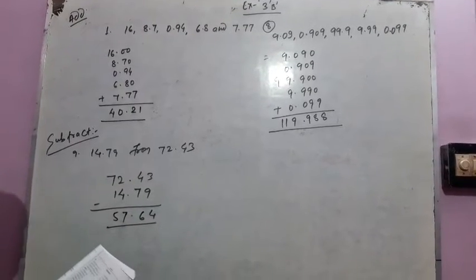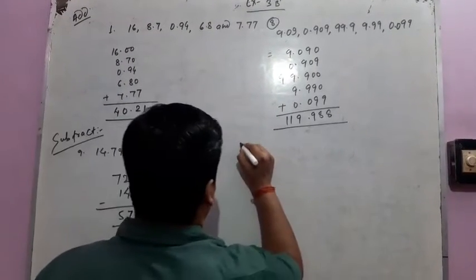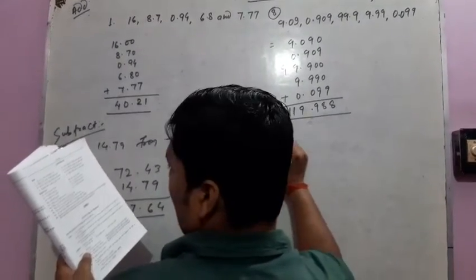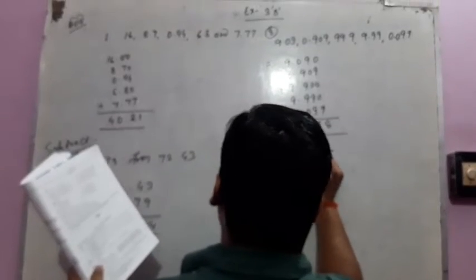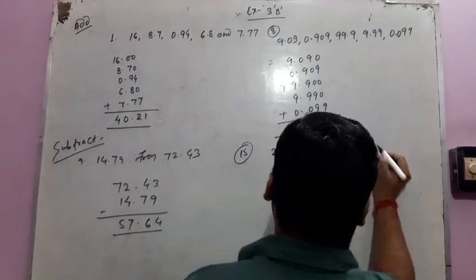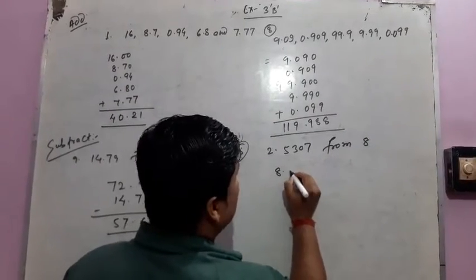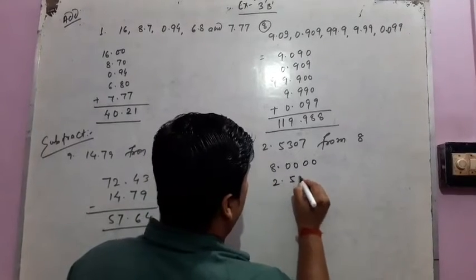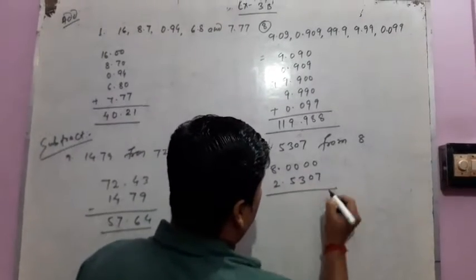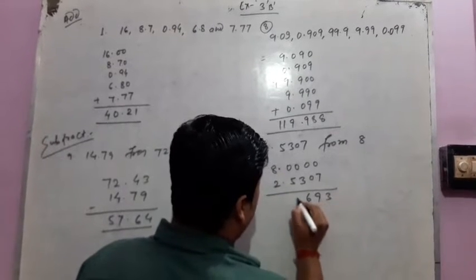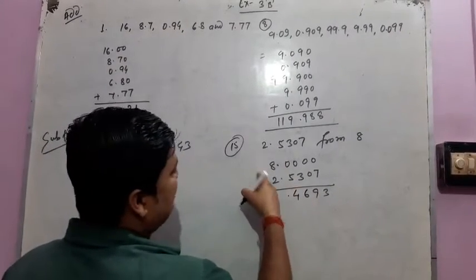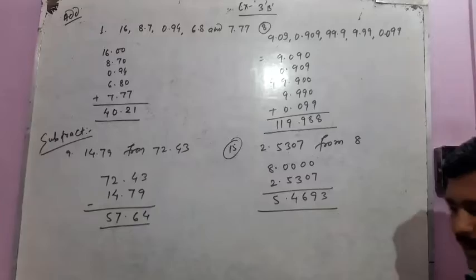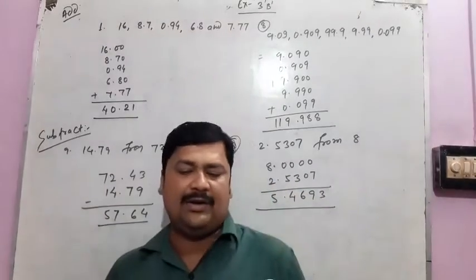In the same way we have to solve the question number 15 here. All questions are the same from 9 to 15. In question number 15 we have to subtract 2.5307 from 8. Now first we have to convert both in like decimals: 8.0000 and 2.5307. Now 10 minus 7 is 3, 9 here, 9 minus 3 is 6, 9 minus 5 is 4, and here 7 remains, 7 minus 2 is 5. So the answer will be 5.4693. In the same way we will solve up to question number 16.